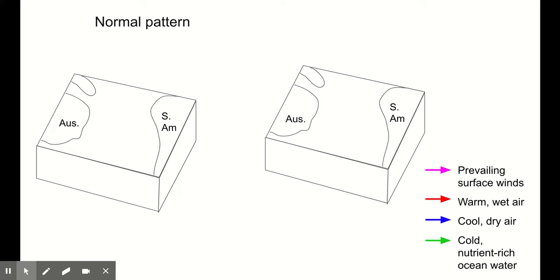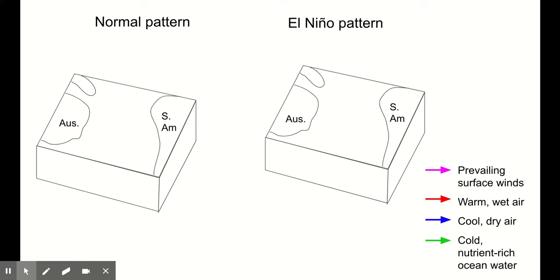And on the first one, you can go ahead and label this the normal pattern. This is where we're going to draw what happens in a normal year. In the second box, you can label it El Nino pattern. And the third box will be La Nina, but we'll get there in a second. So let's start with the normal pattern.